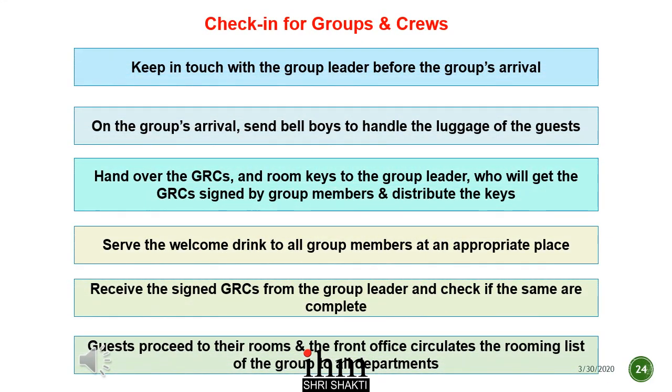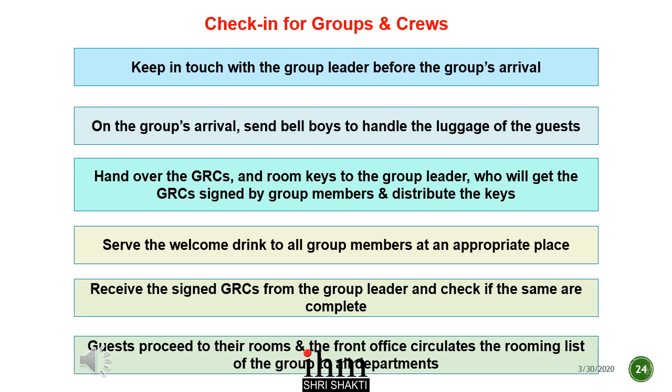Check-in procedure for group. The front desk agent should be in constant touch with the group leader or airport representative. Once the group arrives at the hotel, the following steps are involved in check-in. When the guest vehicle arrives at the portico, bellboys should handle the guest luggage. They should identify the luggage of each individual guest and put the luggage tag as per the rooming list. Then they should transfer the luggage to the respective rooms using luggage trolleys.